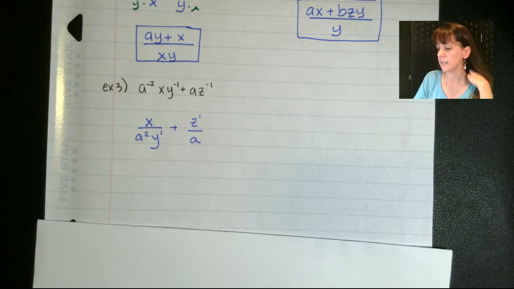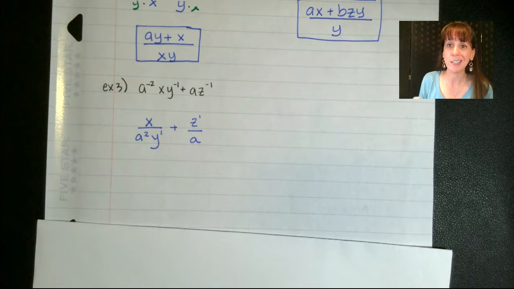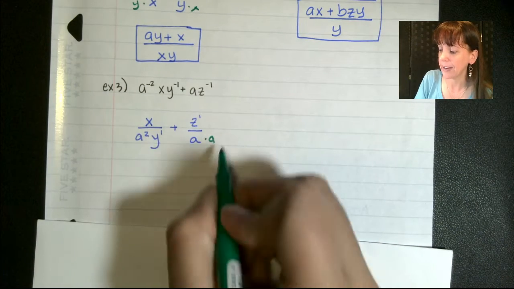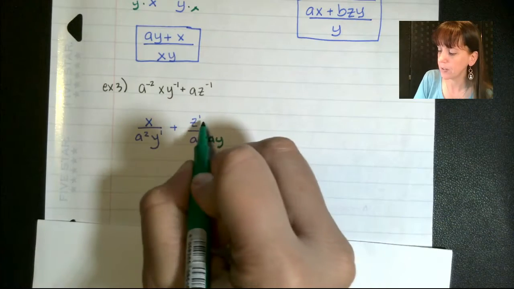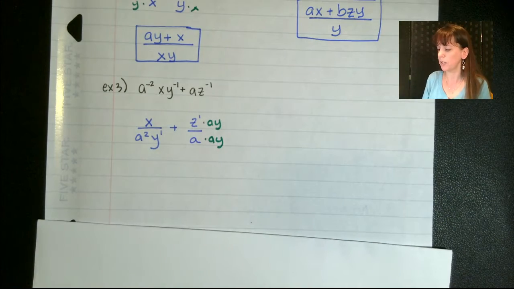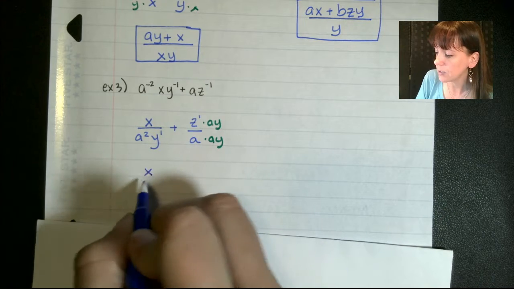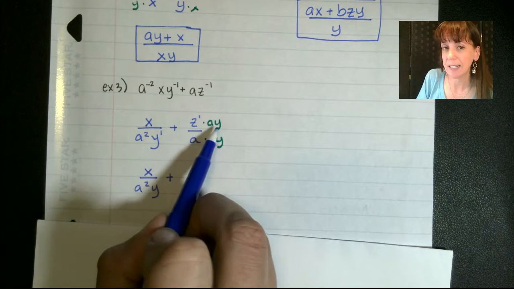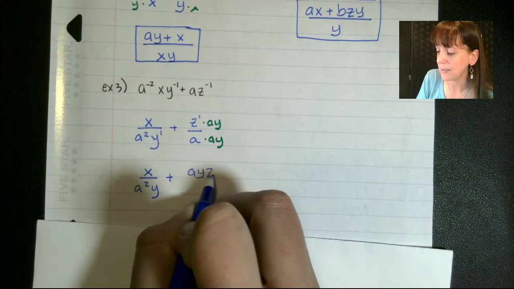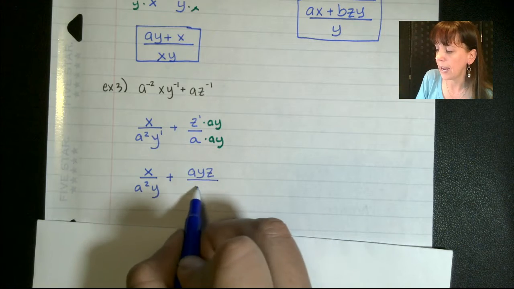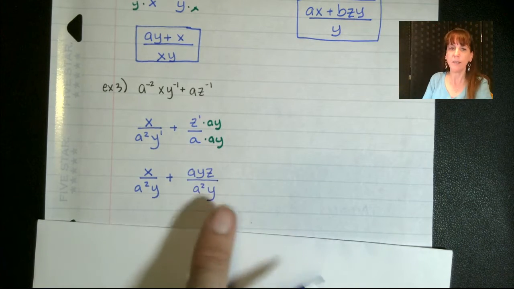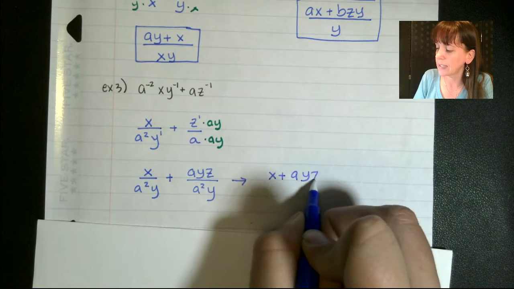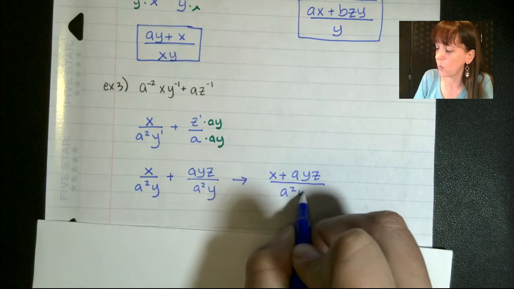Okay, so looking at this guy, my common denominator is going to be a squared y. So I've got an a here, but I need another a and I need a y. So I'm going to multiply by ay. If I do that downstairs, I've got to do it upstairs. So let me show you what that looks like separate so you can see. X over a squared y plus z times a times y, I like to put it in order, ayz over a squared y. And so now that I have a common denominator here, what you can see is I have x plus ayz all over a squared y.